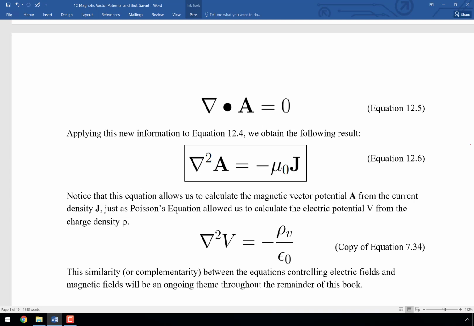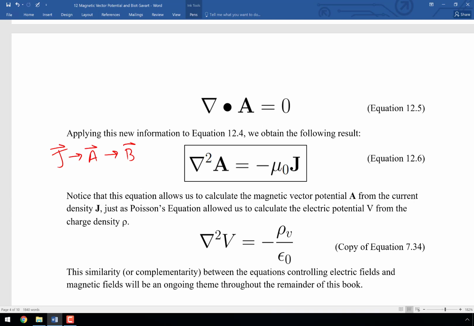So this allows us to have a relationship between the magnetic vector potential and the current density. So we have the current density J, we're going to use that to calculate A. And then from A, we're going to use that to calculate B. And that's the process that we're going to follow. That's the 2-step process that I mentioned at the start of the lesson.